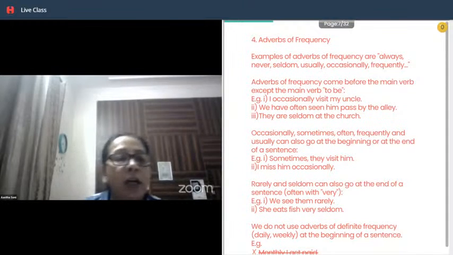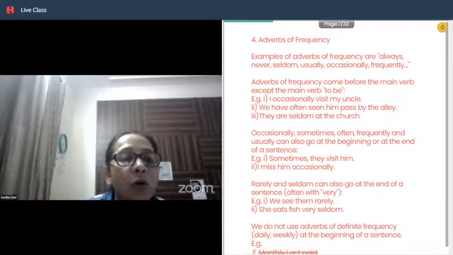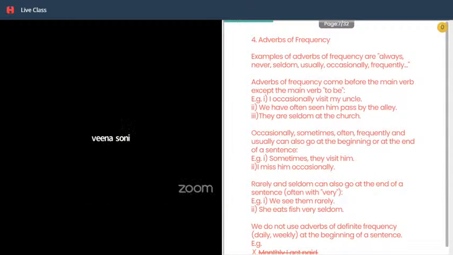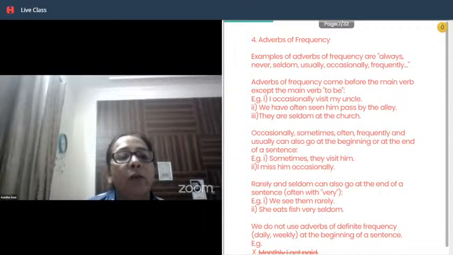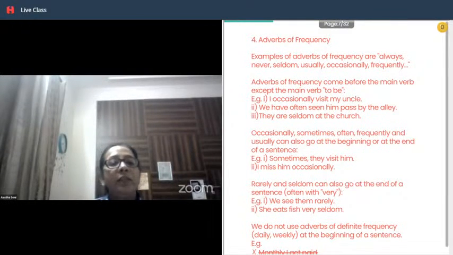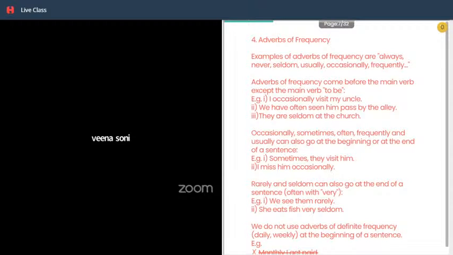Okay, going to the next. Rarely and seldom can also go at the end of the sentence. We can see that it can also go at the end of the sentence, like, we see them rarely.